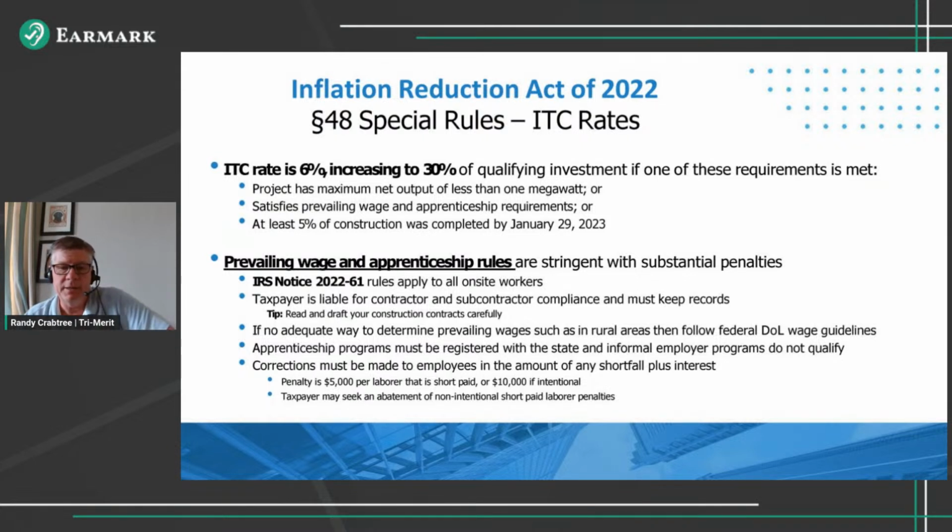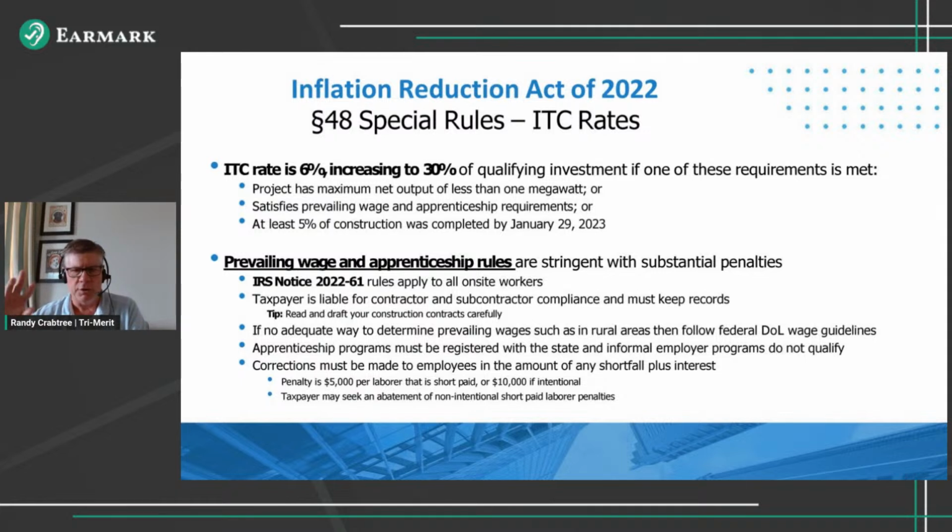We talked about the requirements to get into 30%. If the output is less than 1 megawatt, that's automatic to get to a 30% credit. If you meet the prevailing wage and apprenticeship rules, which you've heard this term, and there is a website where you can find out if you're meeting those or what the prevailing wage is in this area, you can then get to the 30%.